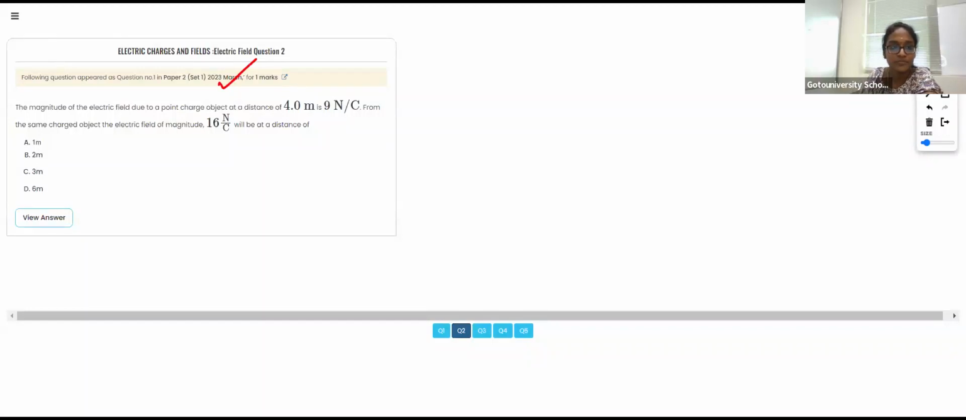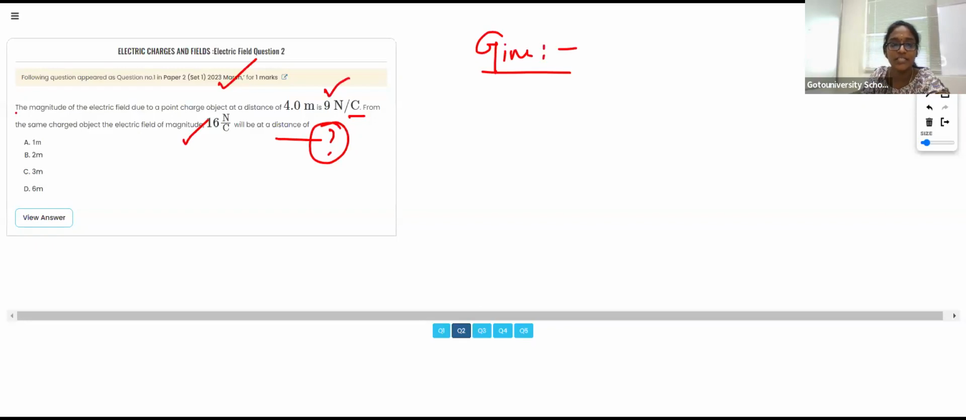The magnitude of electric field due to a point charge at a distance of 4 meters is 9 Newton per Coulomb. From the same charge, an electric field of magnitude 16 Newton per Coulomb will be at a distance of what? So we have to calculate the value of distance. They give the values of electric field. First write the details they gave. Here we have two electric fields. They are talking about two things, right? So just write in the easy way.